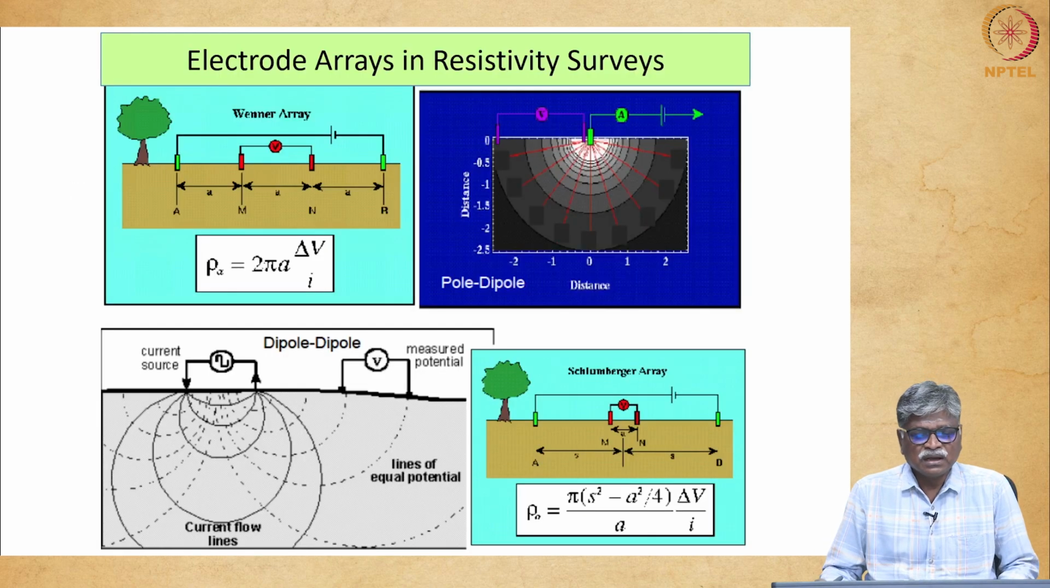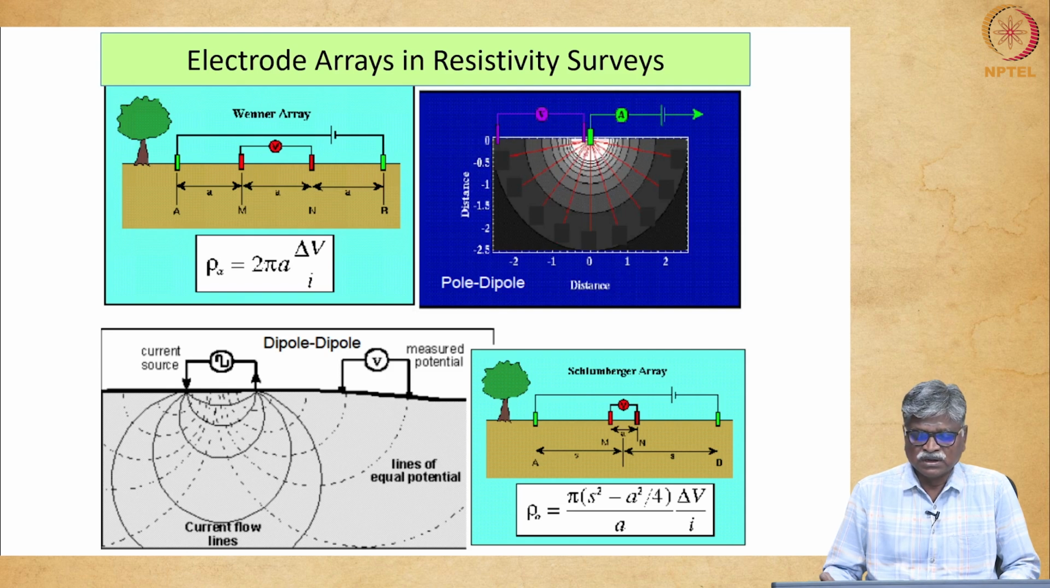These are the configurations. The Wenner configuration you have to do at equal distance, and for every reading you have to shift all 4 electrodes at a time.